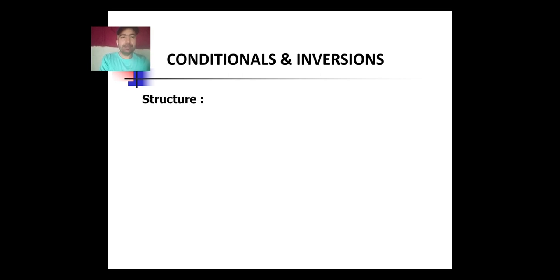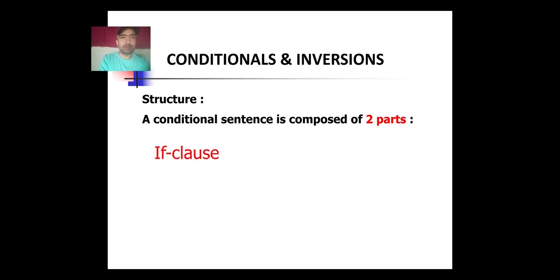Now, the structure of conditionals. The very basic structure: a conditional sentence is composed of two parts, the if clause and the main clause. So there would be two clauses, if clause and main clause. It is not binding that the if clause would come first. It can come in the second part and the main clause can come first.